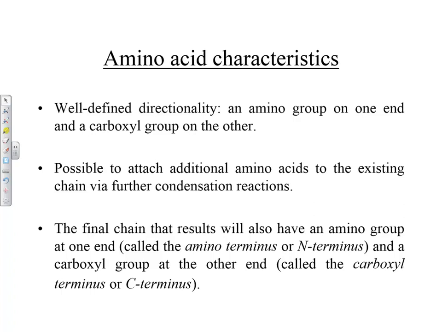So here, when we are linking up amino acids, we have a well-defined directionality, an amino group at one end and a carboxyl group on the other. It is possible to attach additional amino acids to the existing chain via further condensation reactions. And the final chain that you have will also have an amino group at one end, called the amino terminus or the N-terminus, and a carboxyl group at the other called the carboxyl terminus or the C-terminus.